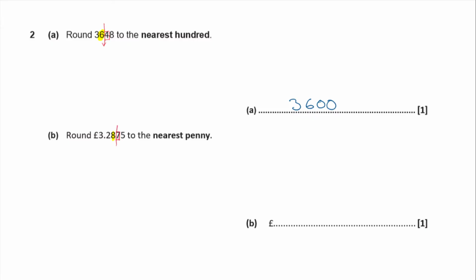This time it's a 7. So 5 or more raise the score this time. So the digits in front of the cut line go up by 1. So rather than having the digits 3 to 8, we're now going to round up and have the digits 3 to 9. The decimal point is in the same place as it always was. It's between that 3 and the 2. So the answer is £3.29.